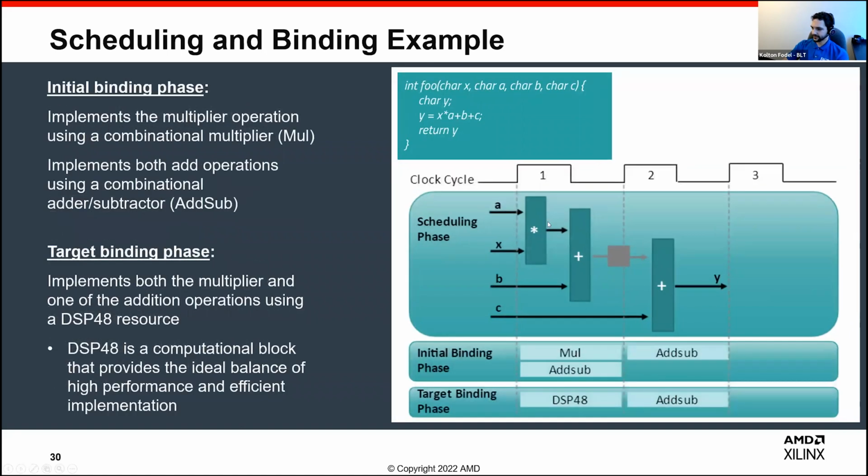Then in the binding phase, it's going to look at those operations. The initial binding phase sees a multiplication, an addition, and then another addition. And then the target binding phase is going to look at the resources from the device selected and place these operations into a single resource. So the multiply add can fit in a DSP slice, so it'll place them there. And then this last add could be placed in either a DSP slice or just use general logic to perform that addition. So using directives, you could tell the tool to use a DSP slice for this, but it's saying I can perform this addition just using general resources and fit it in this clock cycle. So that's what I'm going to do there.